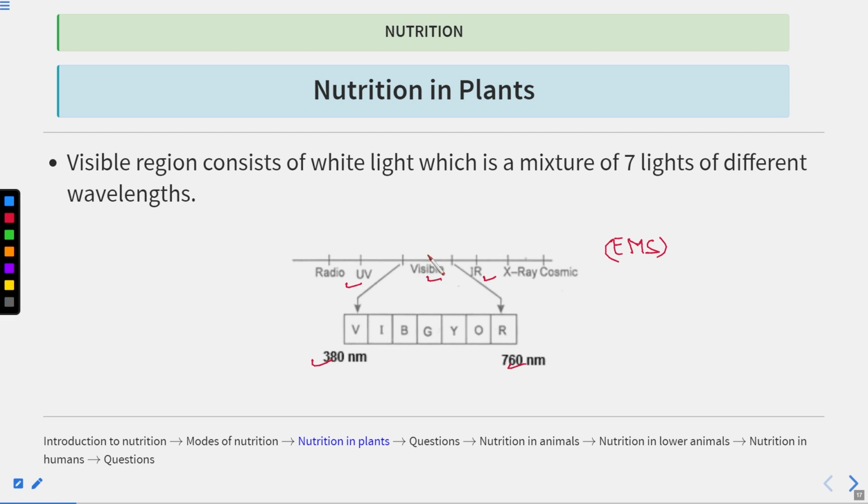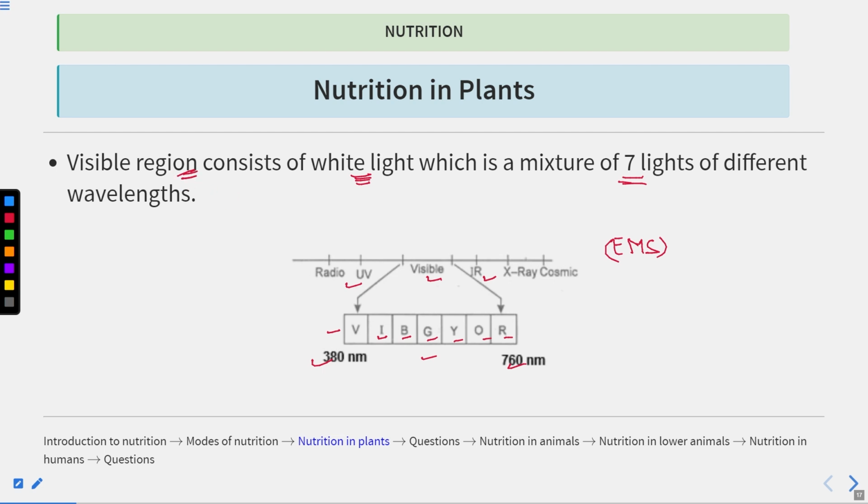The visible region consists of white light, and this white light is made up of a mixture of 7 lights. What are these 7 lights? These are violet, indigo, blue, green, yellow, orange, and red. And together what do they make? They make VIBGYOR. So these 7 lights together form the VIBGYOR, which is the part of the visible spectra.